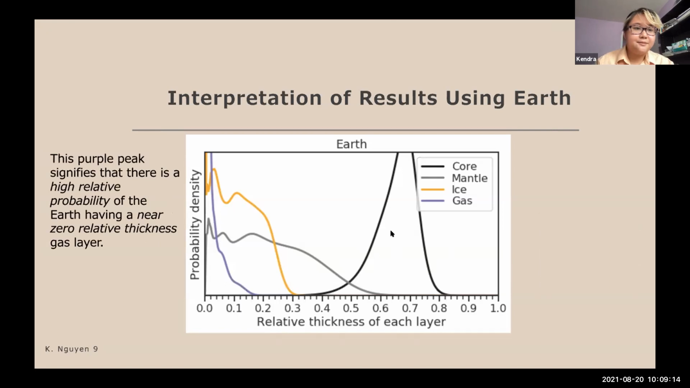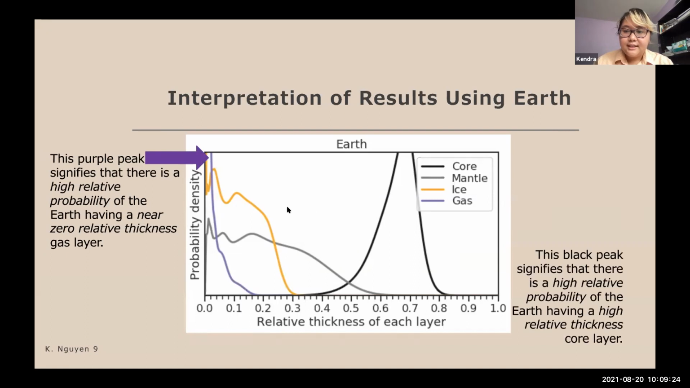Here's how to read the graph. The purple peak here signifies that there's a high relative probability of Earth having a near relative zero thickness gas layer. And this black peak here signifies that there's a high relative probability of Earth having a high relative thickness of a core layer.